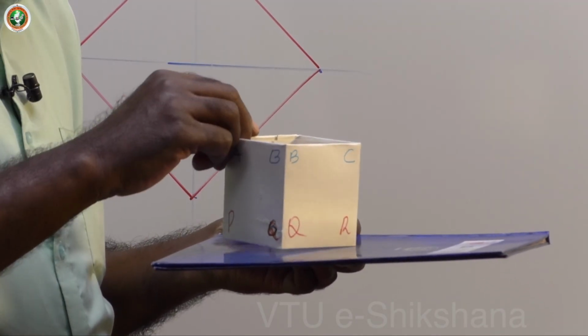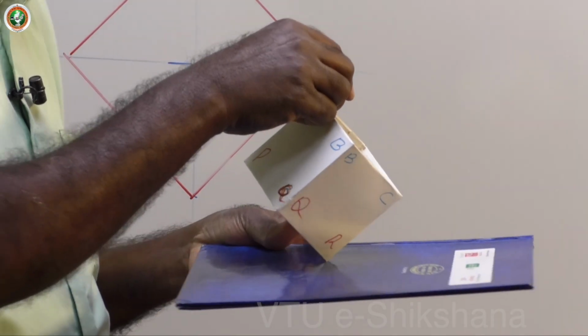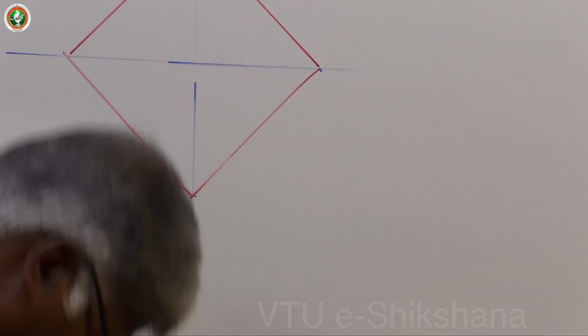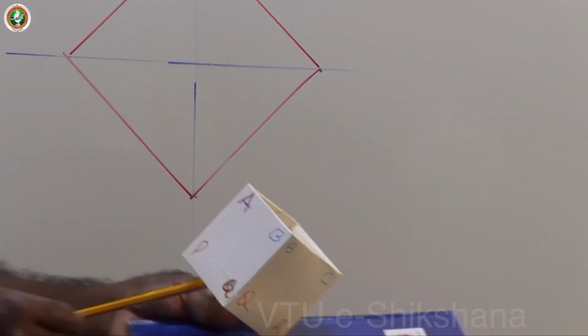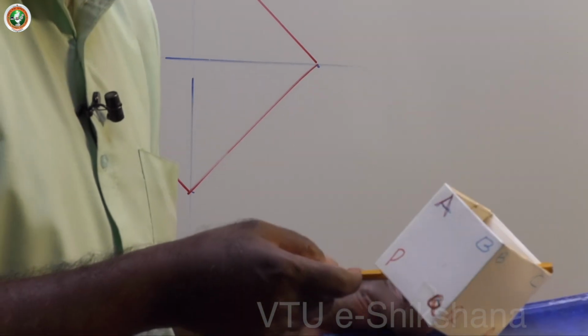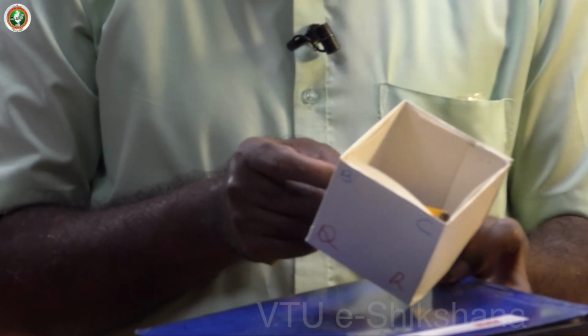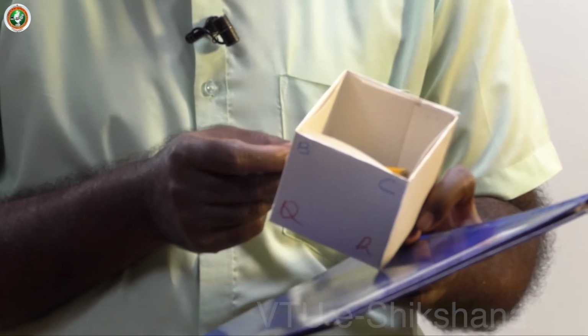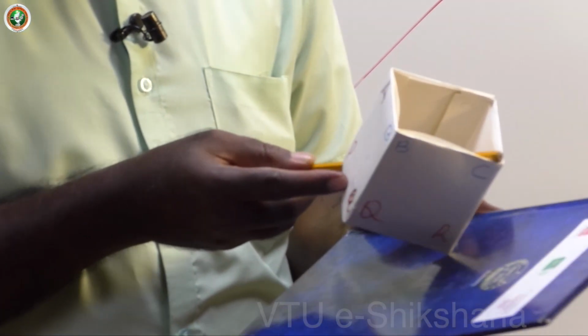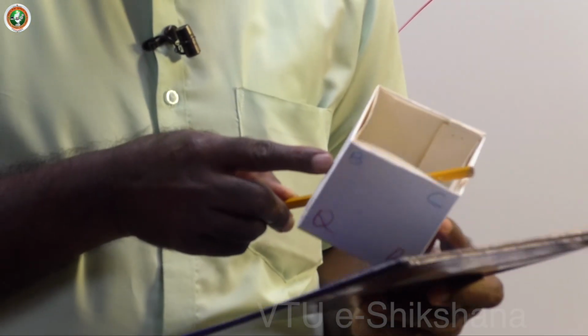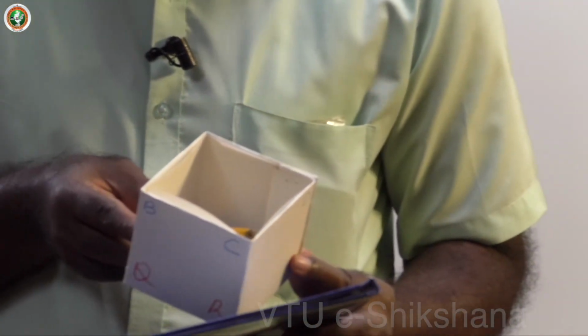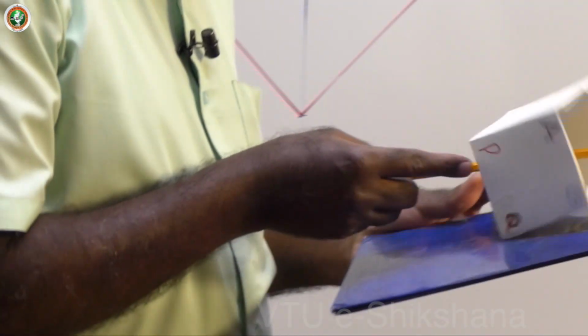I will keep R on ground and tilt so that the P and C becomes a line. Now P and C becomes a line that is referred to as solid diagonal, and right now this particular solid diagonal is parallel to both the planes, HP as well as VP. See, this is the final position.